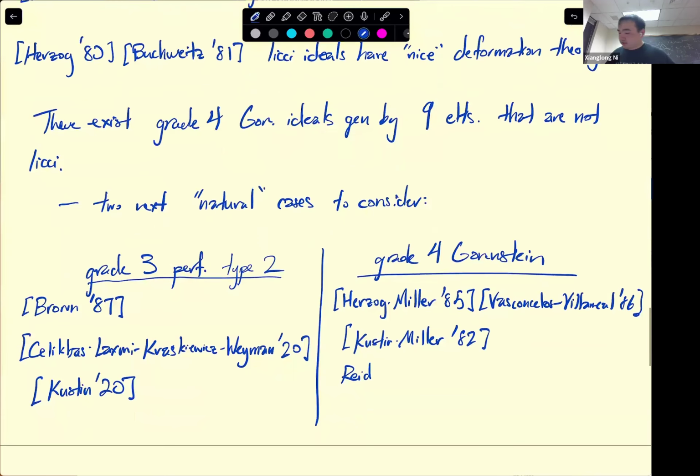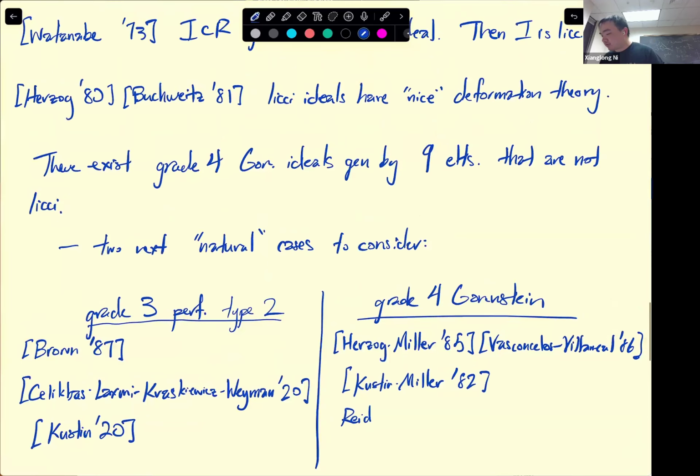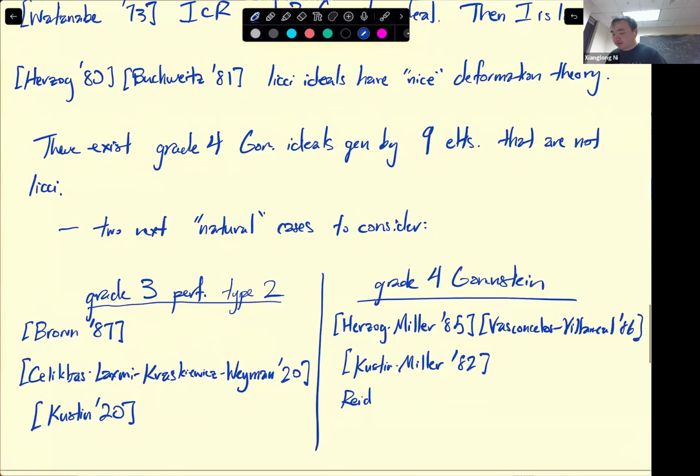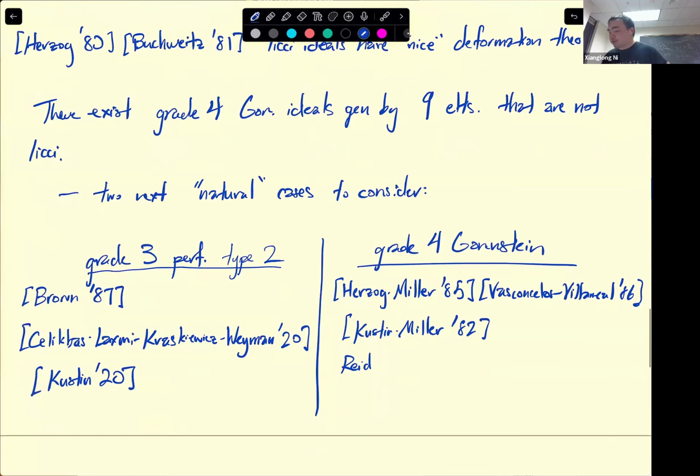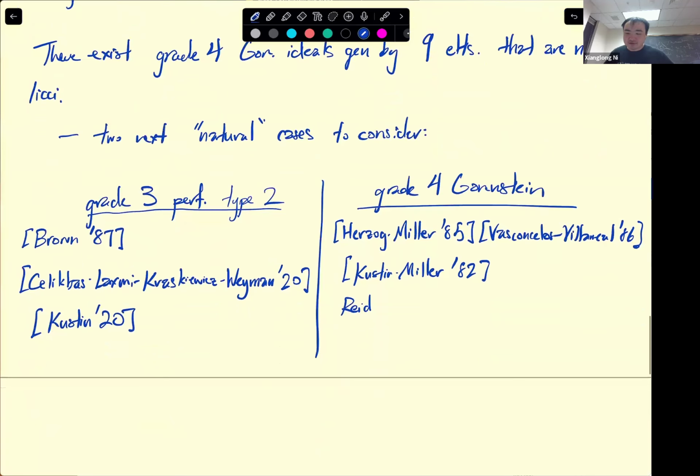So there's lots and lots of work on the grade 4 Gorenstein case. I'd say more than, say, on the left side compared to this grade 3 perfect type 2 case, but somehow the punchline of the first half of today's talk is going to be that these two seemingly very different families of ideals are actually very, very closely related. And the sense in which they're very closely related is I'll show you a construction that goes from one to the other and back.